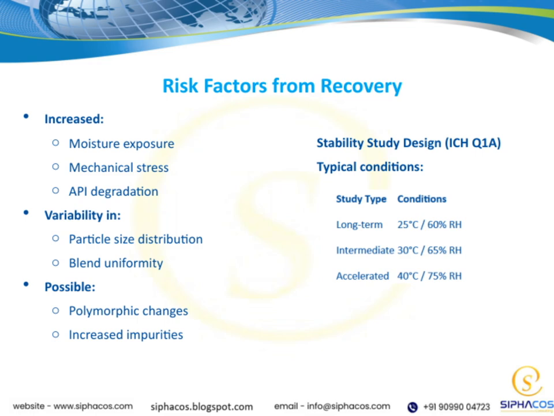API degradation is another major concern, as active pharmaceutical ingredients can break down over time under certain conditions. Variability in parameters like particle size distribution and blend uniformity can also affect stability, since inconsistent mixing or particle sizes can lead to uneven degradation or performance issues. We also need to be aware of possible polymorphic changes, which are different crystal forms of the API that can affect solubility and bioavailability. Additionally, increased impurities might develop over time, potentially impacting both safety and efficacy. Overall, understanding these factors helps us design more robust stability studies and ensures that our products remain safe and effective throughout their shelf life.